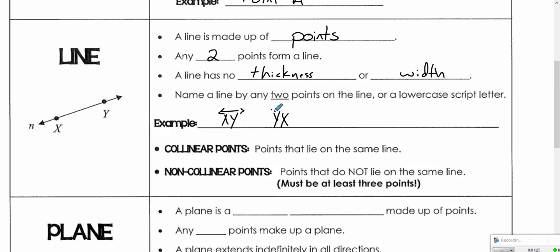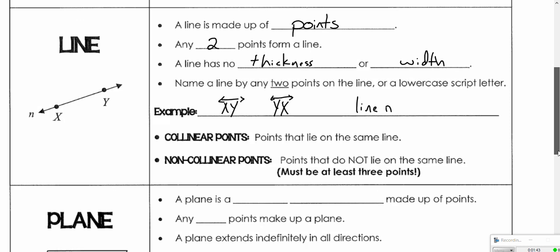So the order of those letters doesn't matter. You just pick 2 points. If there was a third point on this, it wouldn't matter. You could pick any 2 points that are on there. Now, if you ever see a lowercase letter at the end, that's a name of that line. It's a special name. So you could also say line n. That's how we deal with lines.